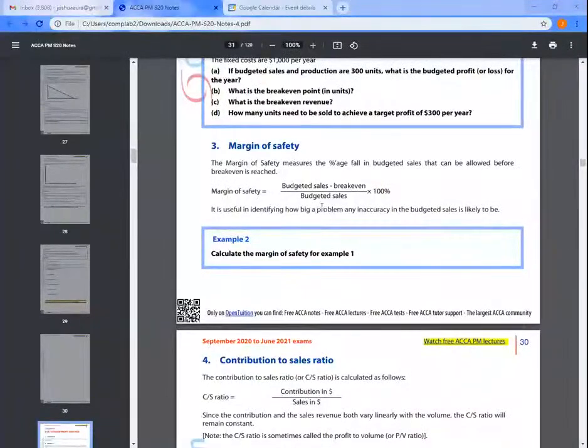Over targeted quantity. Sorry for that. Over X targeted, or budgeted. So then they want me to calculate the margin of safety for example one.